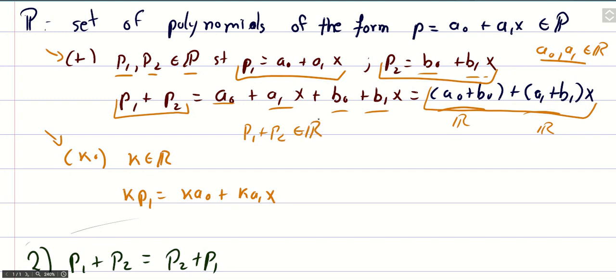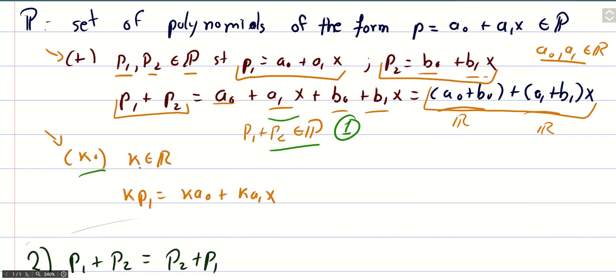Sorry, here's P. And that's important because this is related with the first axiom of vector spaces, because this corresponds to the closure of the summation.